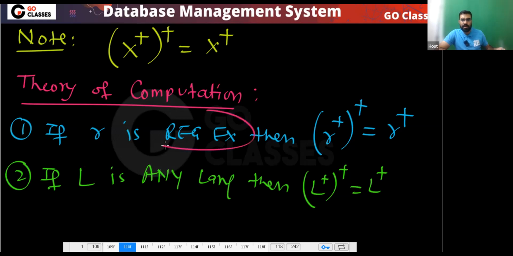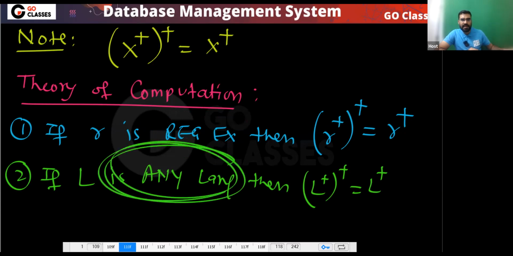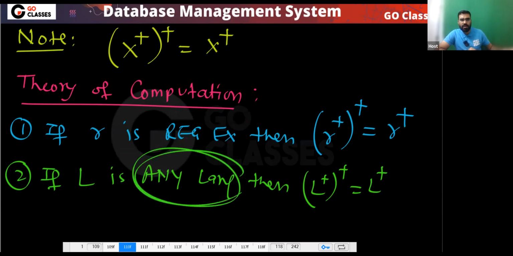In the first result, you have a regular expression, so it means the language is regular, right? In the first result, R is a regular expression, so your language is regular. But the second is talking about any language. This L can be any language: regular, non-regular, RE, not RE, CFL, not CFL, recursive, not recursive. Whatever language you take, these two proofs we have already seen.